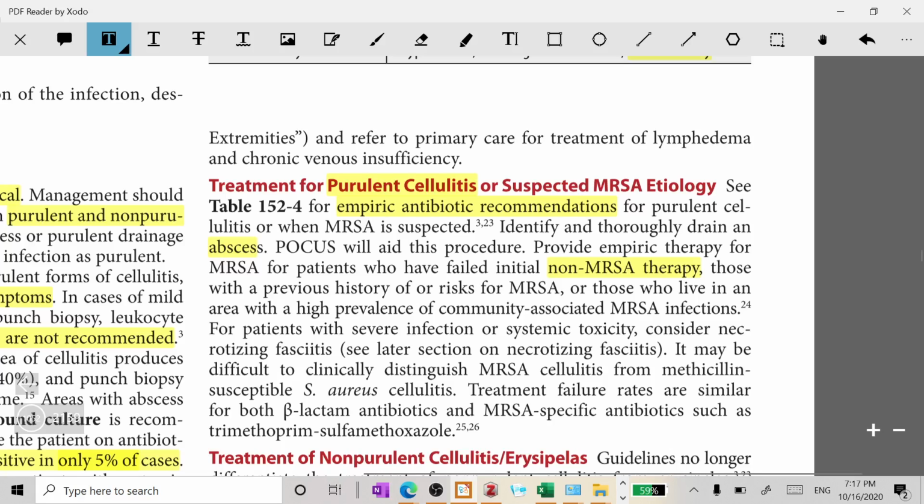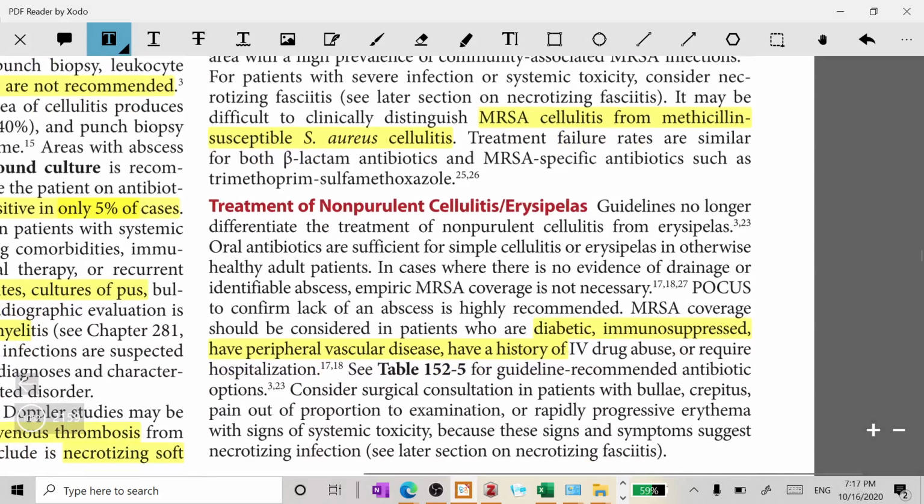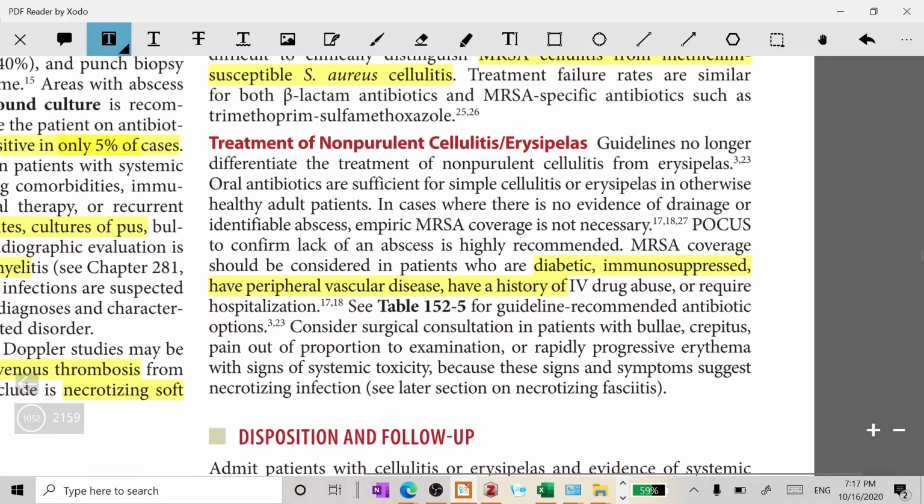It may be difficult to clinically distinguish MRSA cellulitis from methicillin-susceptible Staph aureus cellulitis. Treatment failure rates are similar for both beta-lactam antibiotics and MRSA-specific antibiotics such as trimethoprim-sulfamethoxazole. Treatment of non-purulent cellulitis: guidelines no longer differentiate treatment of non-purulent cellulitis from erysipelas.